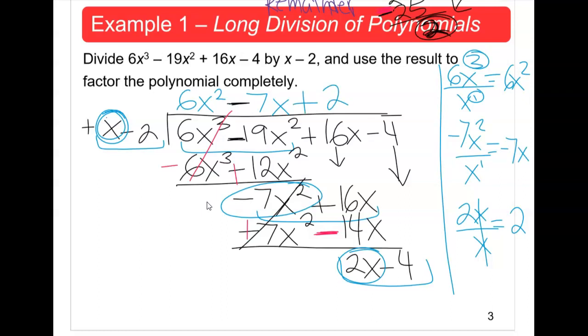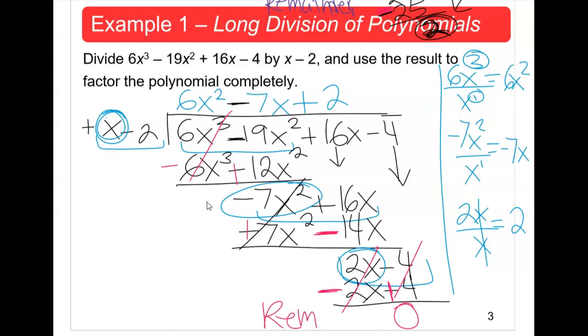So then we multiply 2 times x. That will give us 2x. Then 2 times negative 2 is negative 4. And let's not forget that we have to subtract. So this turns into negative 2x, and this will turn into positive 4. And then nicely, they will both cancel out, so the remainder happens to be 0.